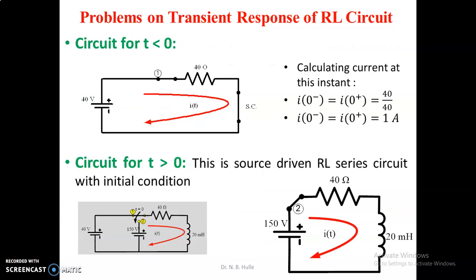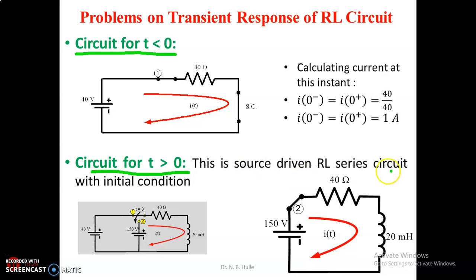Now here we will analyze the circuit for t less than 0. In this particular case, we will calculate its current, which is I of 0 minus, equal to I of 0 plus, which is equal to 40 by 40, which is 1 ampere. Similarly, we will try to draw the circuit for t greater than 0.